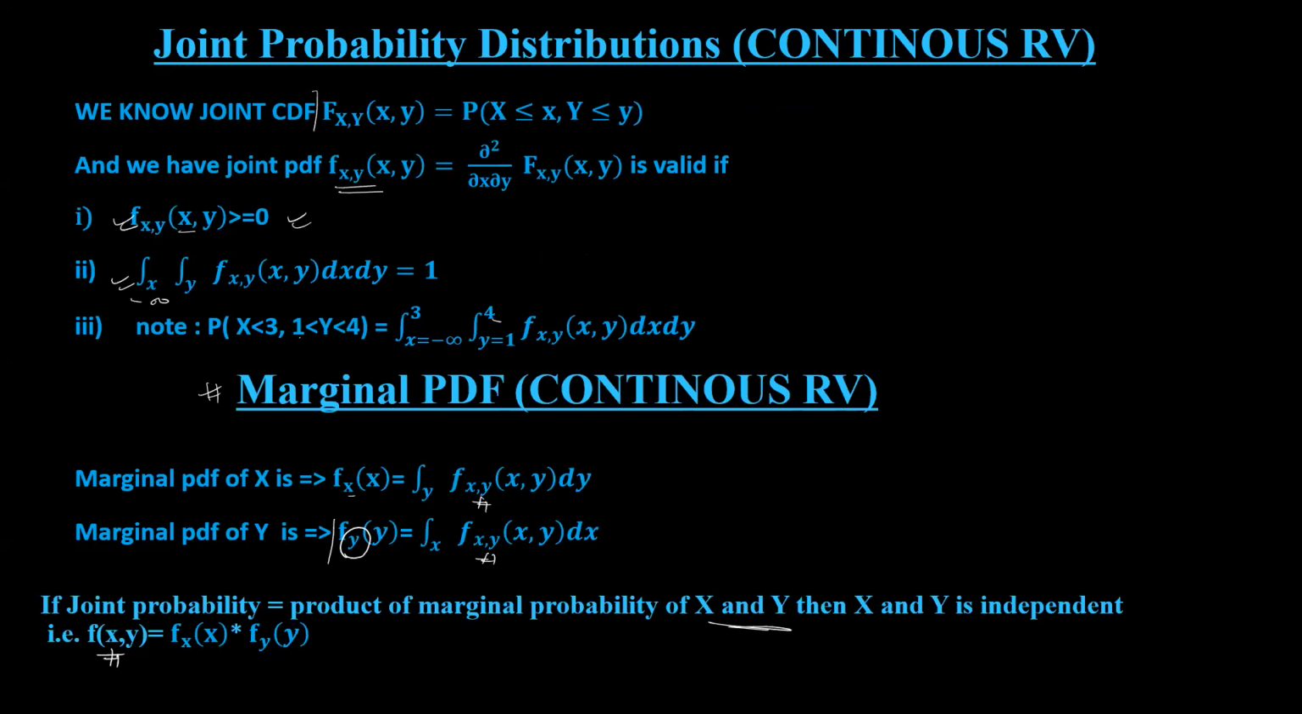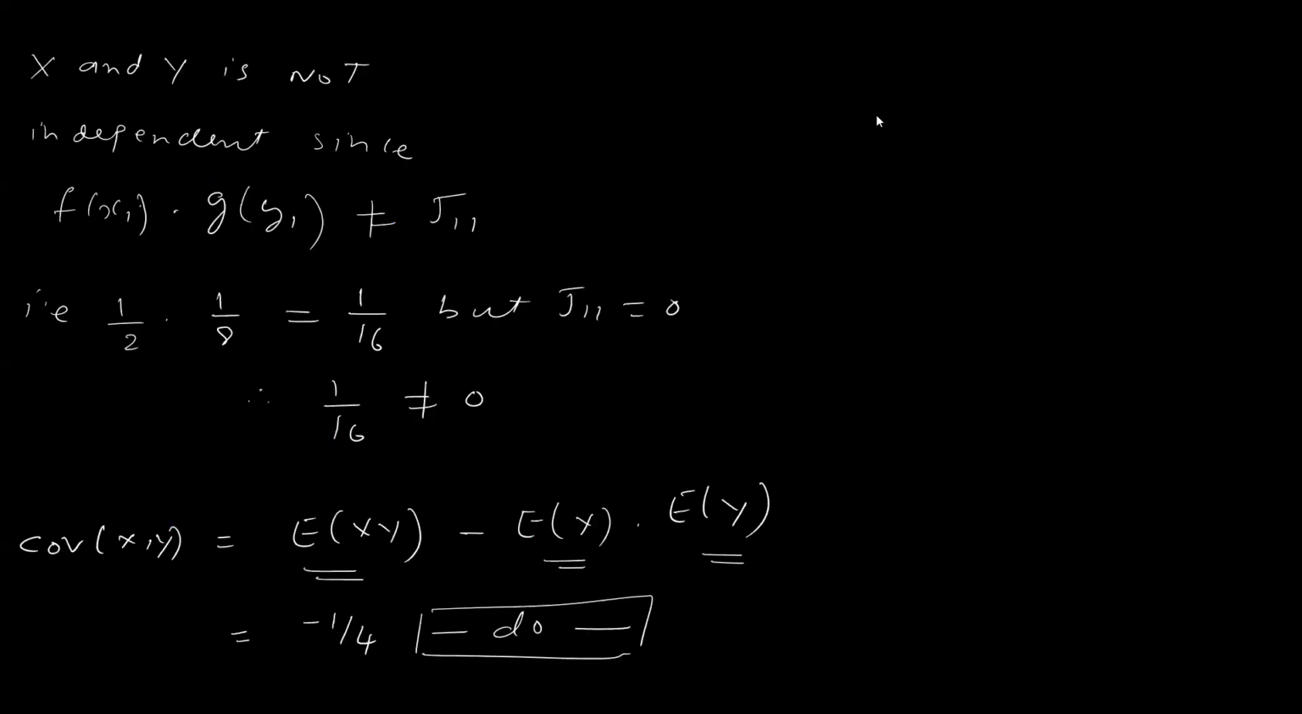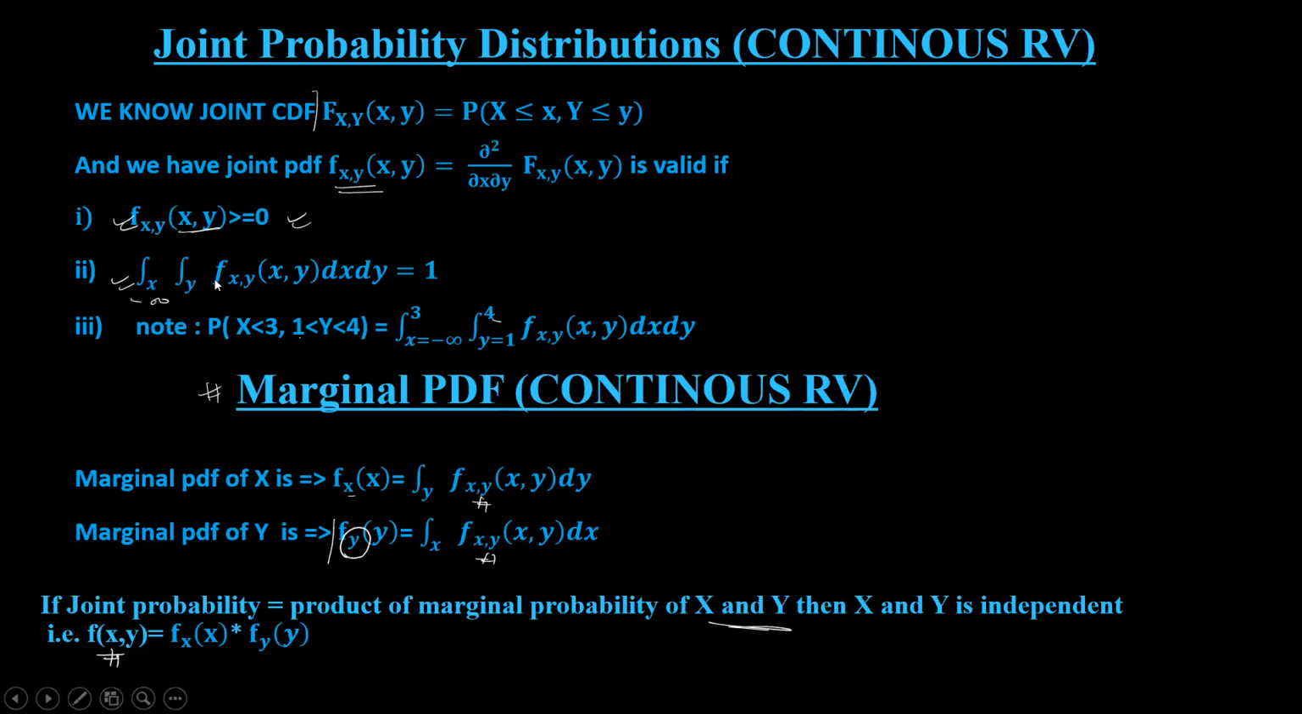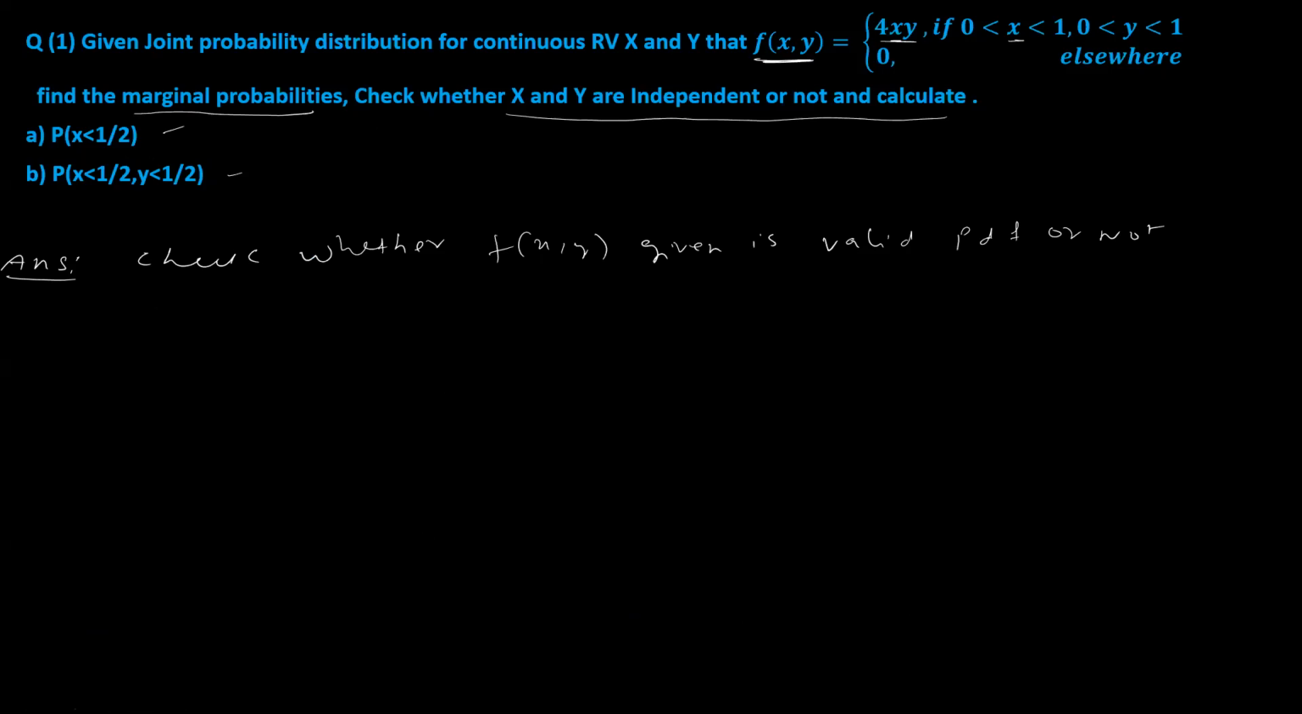So obviously, because ranges are given from 0 to 1, you put any value here, this value will be definitely greater than or equal to 0, so no problem. Second condition, I will check whether I'm getting 1 or not. So this part I have to verify. So let us check this. So first condition is obviously true. Your f of xy will be definitely greater than or equal to 0 because x is given 0 to 1 and y is 0 to 1. Any value you put here, that will be positive. This condition is true.